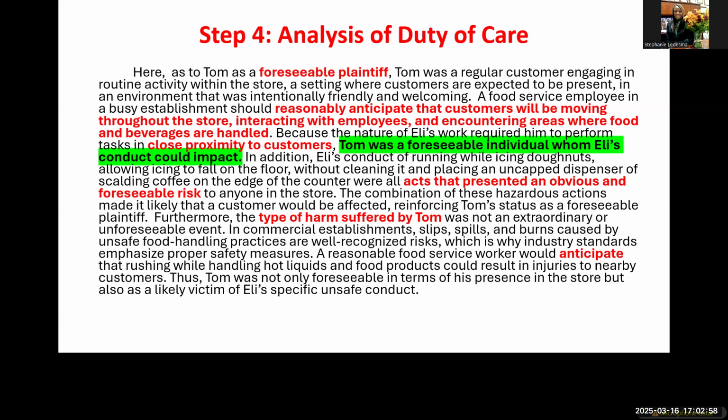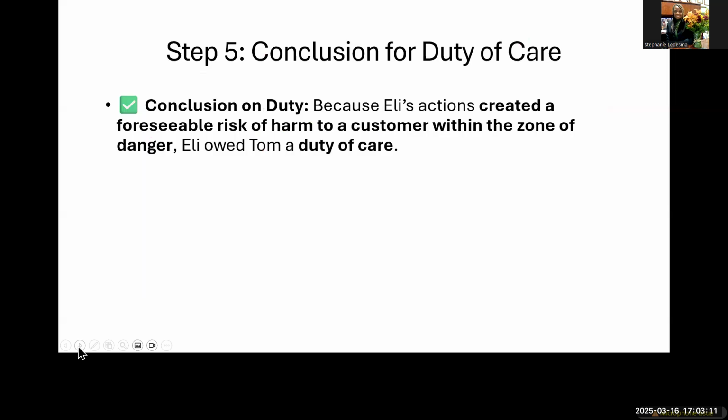Thus, Tom was not only foreseeable in terms of his presence in the store, but also as a likely victim. That answered my question: is there a duty? Well, how do I determine it? I use the foreseeability test. What are the two prongs of the foreseeability test? Foreseeable plaintiff, zone of danger.